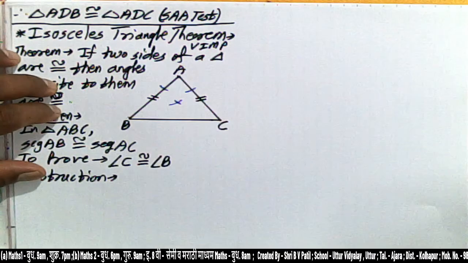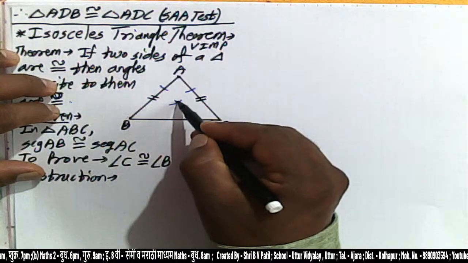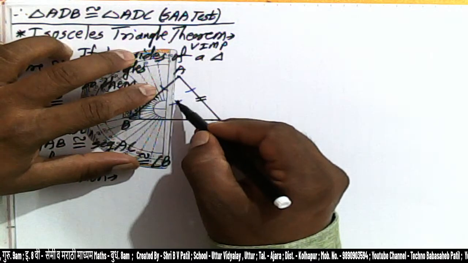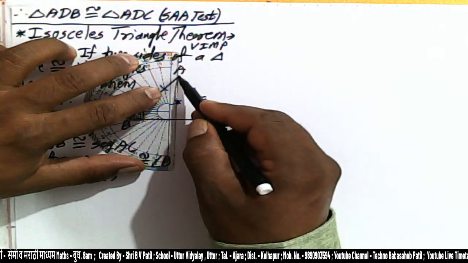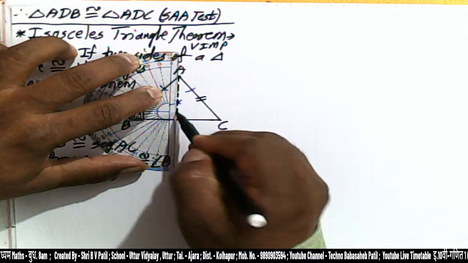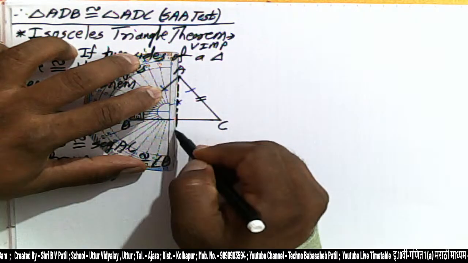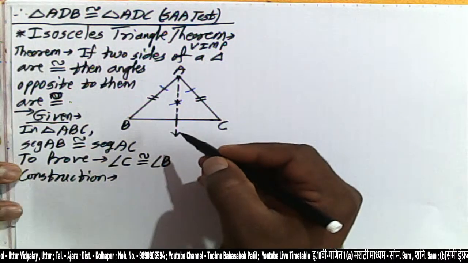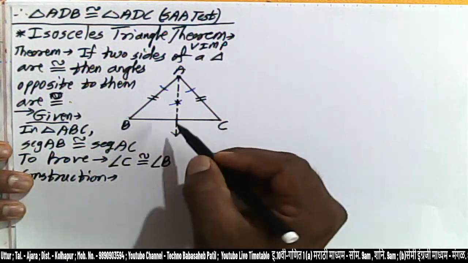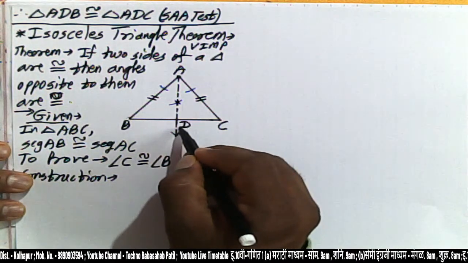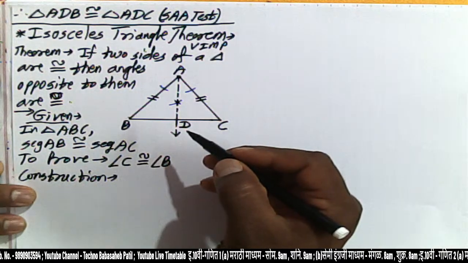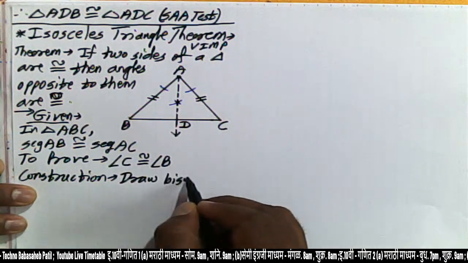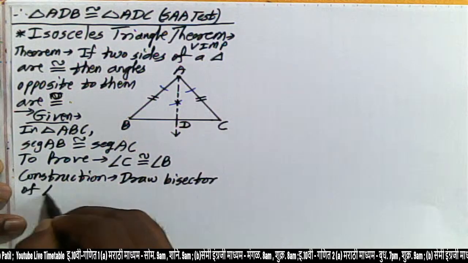In this way we can get the angle bisector. Yes, this is the angle bisector, and here the point is D. Draw the bisector of angle A.